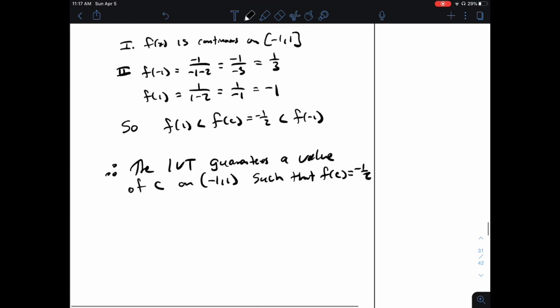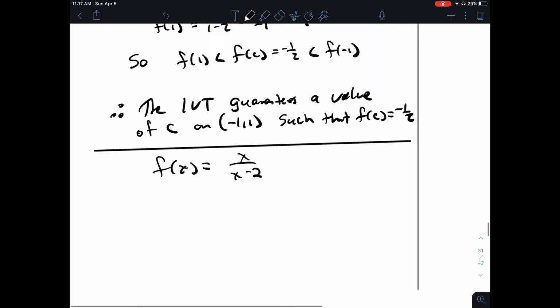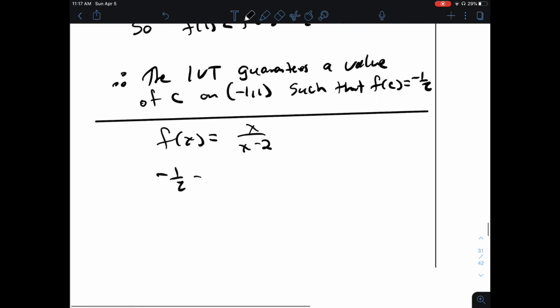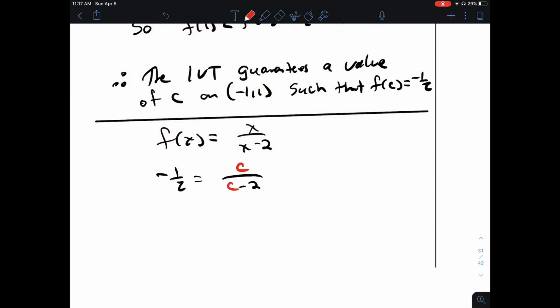Now we're supposed to find that value. So we simply take the function that we were given. We replace the y value with negative 1/2. And once again, we're trying to find a c value, so I'm going to also replace the x's with c's. If you don't do that, it's fine, but your final answer needs to be a c value because that's what it asked for.